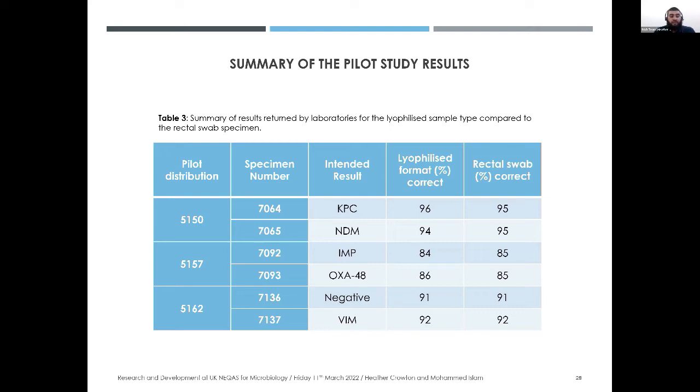You can see distribution 5157 was correctly reported by 84 to 86%. This is a low percentage. However, upon further investigation, it was noticed that many labs used the same chromogenic agar, and all reported no growth and a negative result. This showed the importance of this EQA to avoid incorrect reporting of patient results. Also, for specimen 7136, false positive results were returned, which could potentially result in the unnecessary use of antibiotics for treatment. This further supports the importance of an EQA to detect the presence of CPOs.